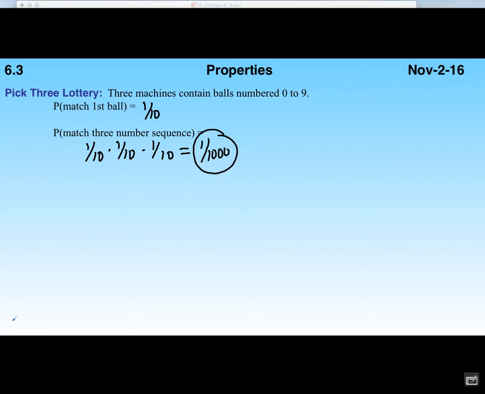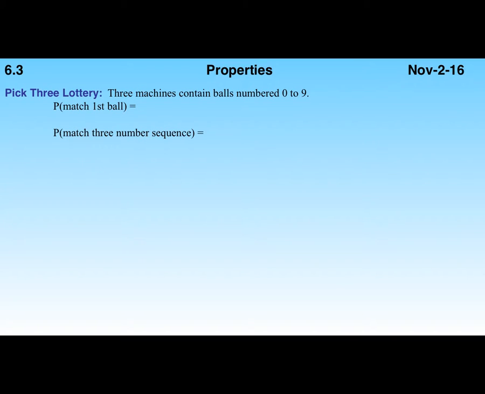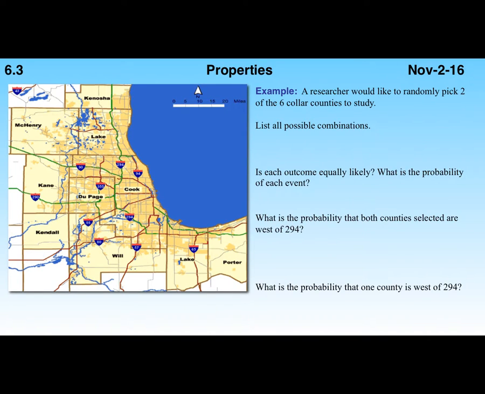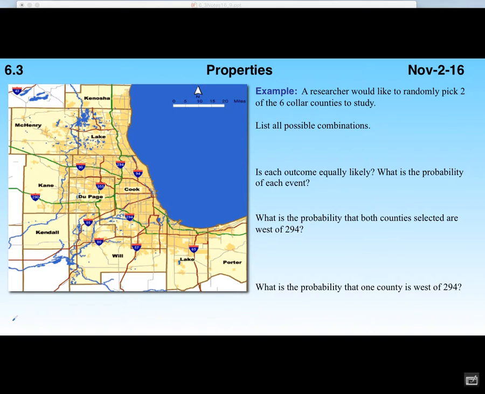Okay, so that should be pretty intuitive. Here's the next one that we're doing. A researcher would like to randomly pick 2 of the 6 collar counties to study. Do you guys know what the collar counties are? No, me neither. I had to look it up. It is Cook, Kane, Will, DuPage, McHenry, and Lake County.